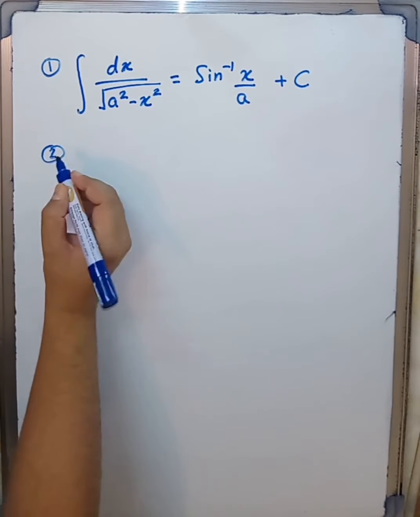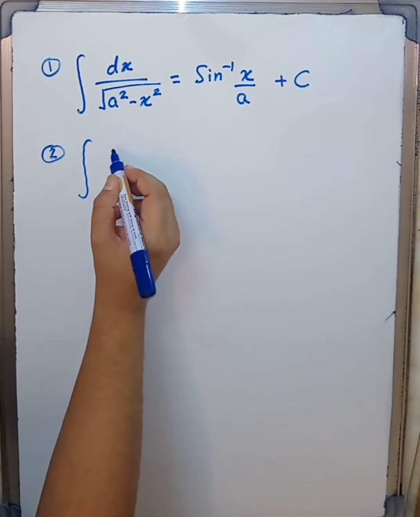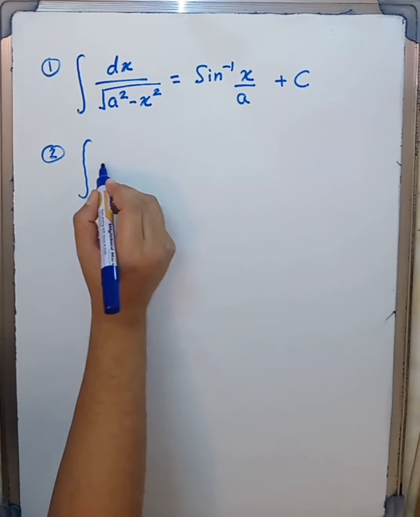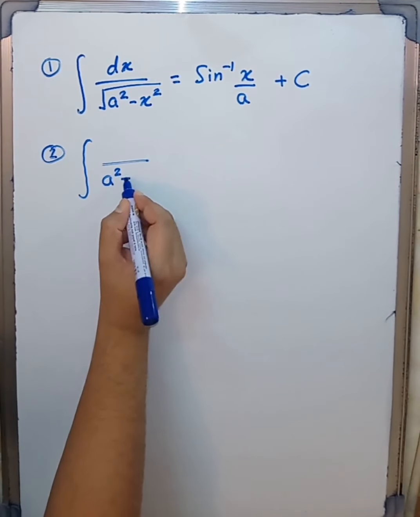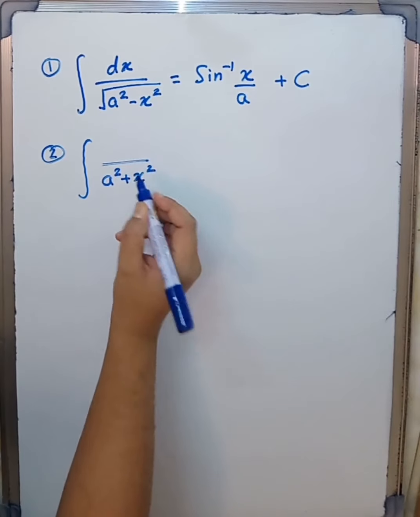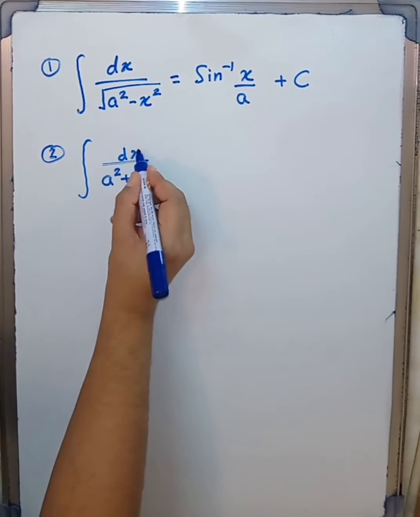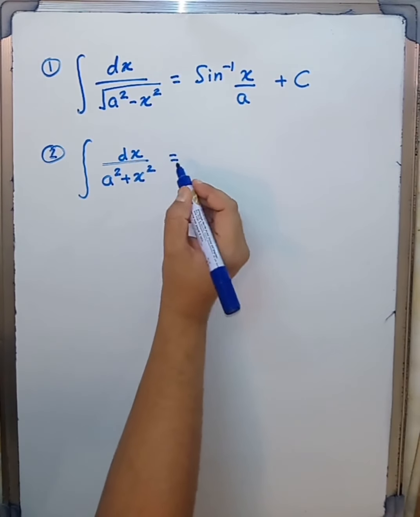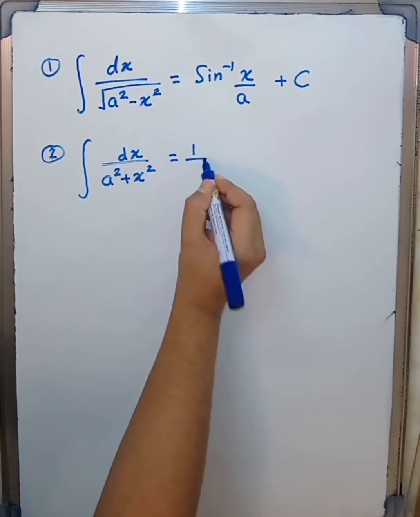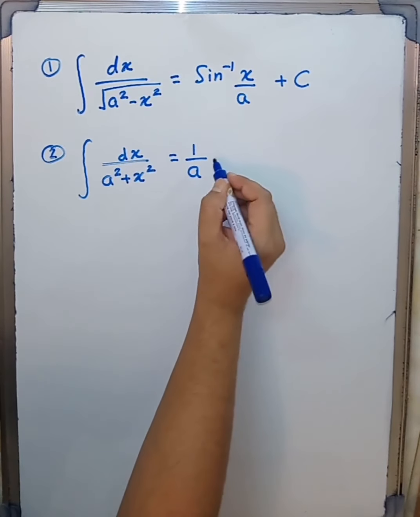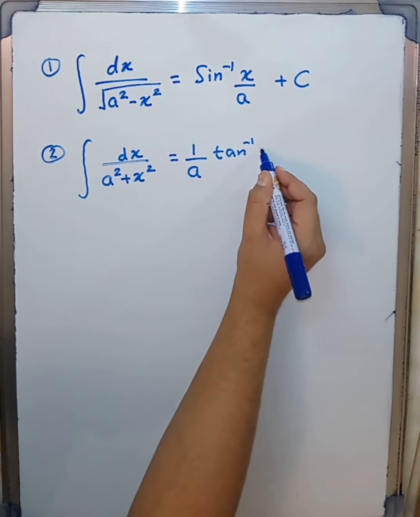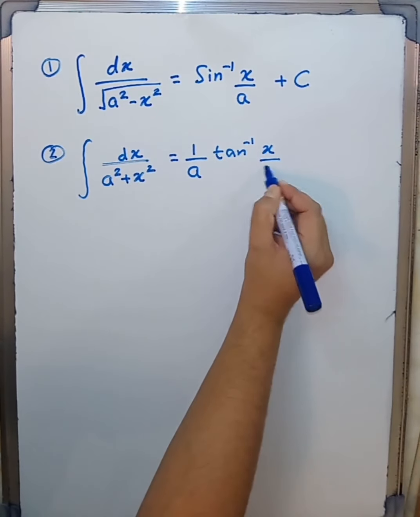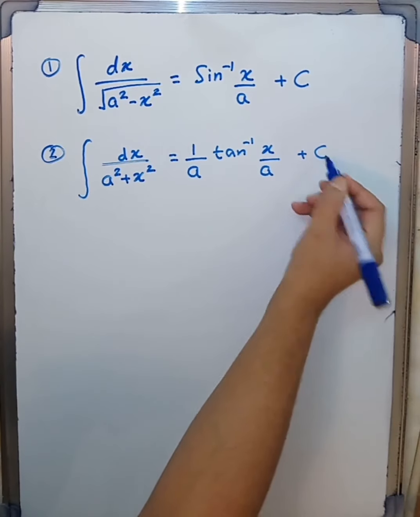Formula number 2, integration of 1 by a square plus x square with respect to x is equal to 1 by a tan inverse x by a plus constant of integration.